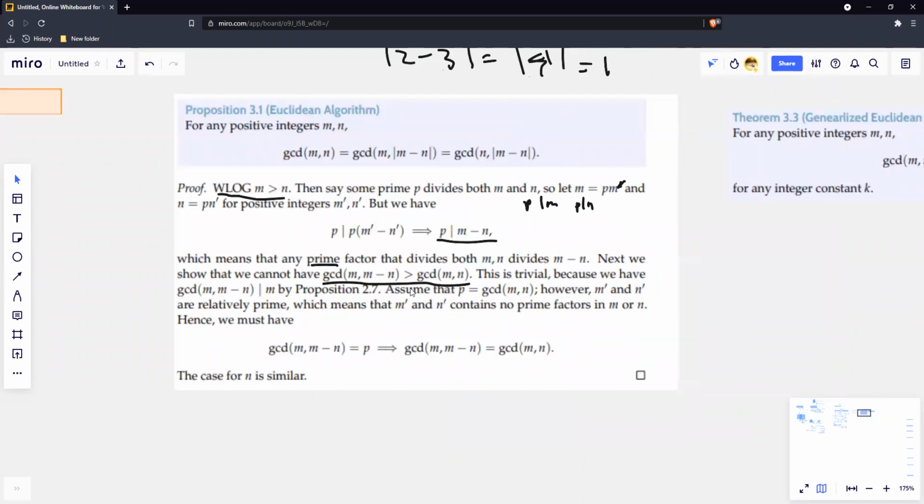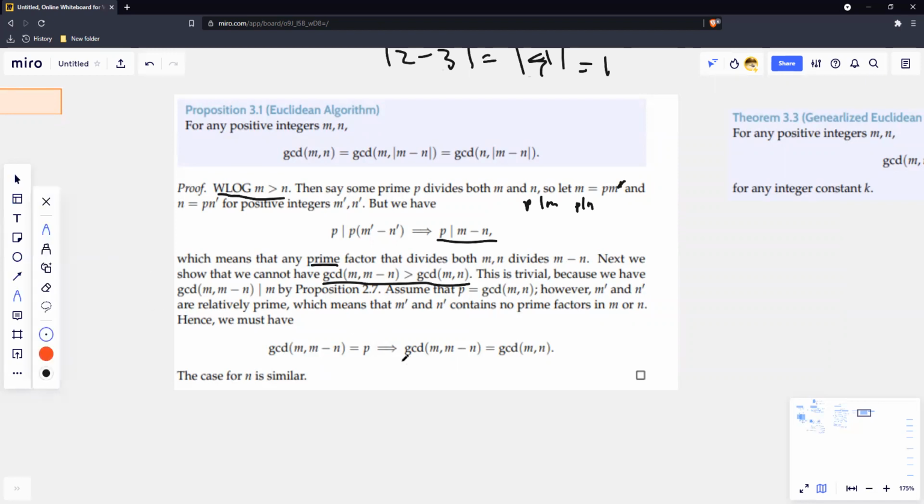Then now we have to prove that p can't be equal to GCD(m, n). So let's assume that and use proof by contradiction. Assume p is equal to GCD(m, n), but m prime and n prime are relatively prime, as we said before. This can't be true as p is a prime. So m prime and n prime are relatively prime, which means they contain no prime factors in m or n. Therefore, we must have GCD(m, m - n) equal to p. And then this is true.